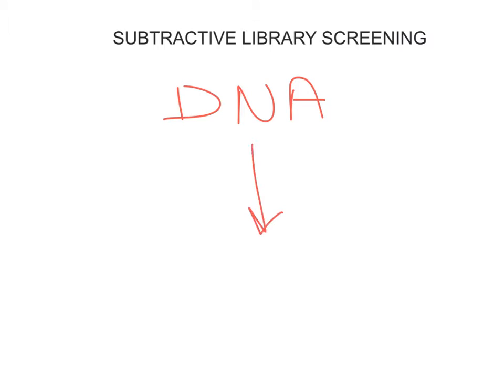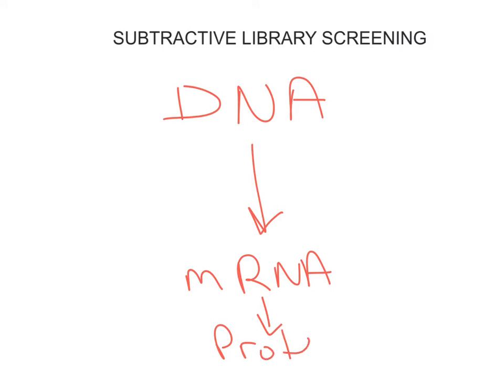DNA is transcribed into mRNA, which is then translated into protein. So what we're talking about with gene expression, okay, here are the genes, they're in the DNA. Okay, how do the genes express themselves? They express themselves in the form of mRNA and ultimately protein.